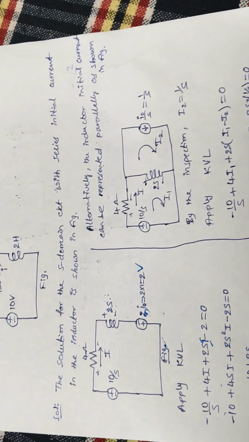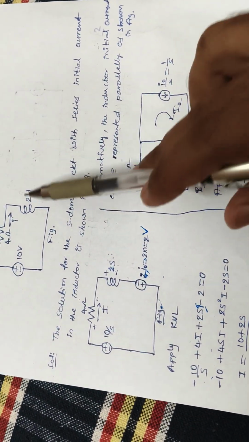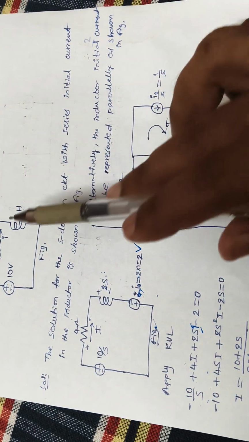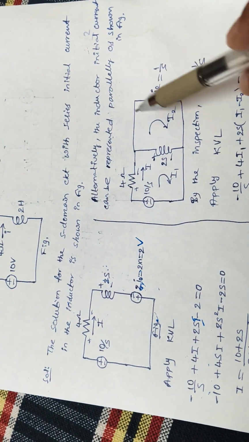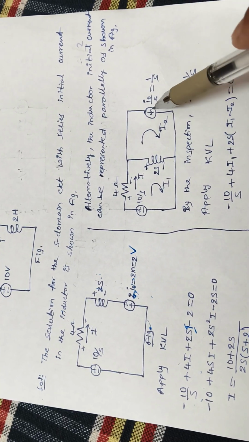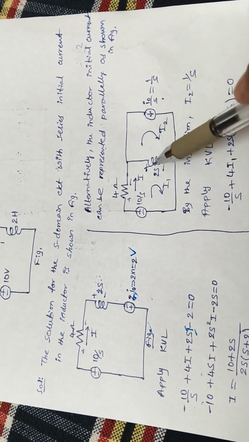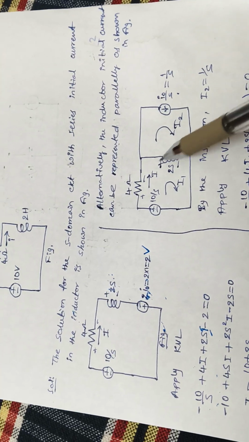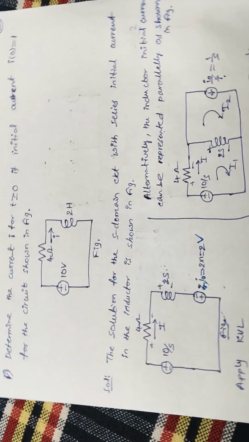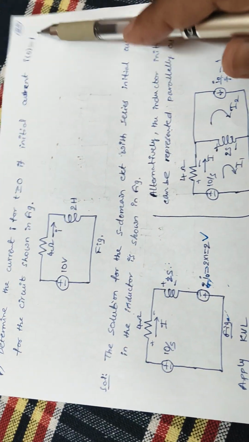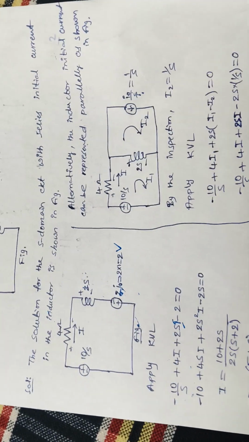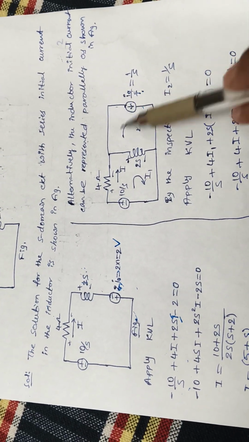In a similar way, the same inductor can be represented in parallel also. The inductor Ls is in parallel with the current source I0 by S. Inductor L becomes Ls, that is 2 becomes 2s, in parallel with I0 by S. I0 is already given in the problem statement as 1, so this becomes 1 by S. Now this is your current source.